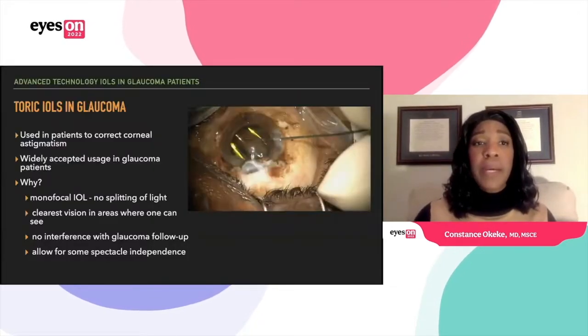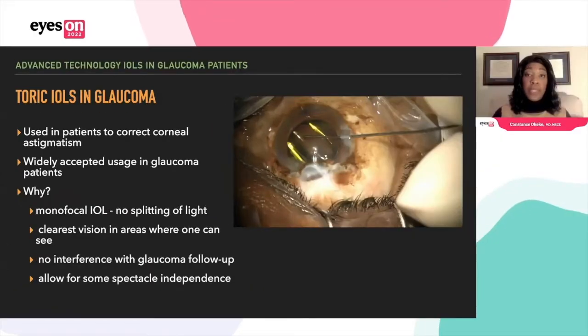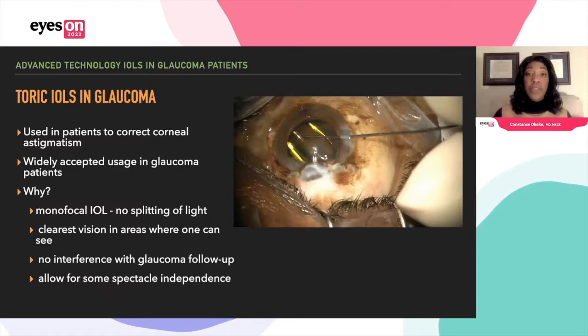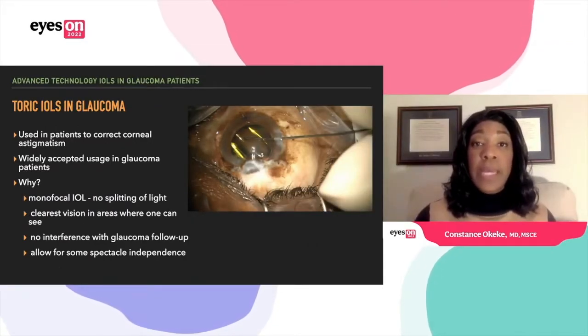First, talking about toric lenses in glaucoma. Toric lenses help correct corneal astigmatism, and their use is really widely accepted in patients who have glaucoma. The reason is that these are monofocal lenses. There's no splitting of light, and so this allows the patient to see their best vision at that focal point. Also, they're able to see the clearest in the areas where they can see, and with these lenses there are no issues related to follow-up care or follow-up testing, and it does allow for some level of spectacle independence.